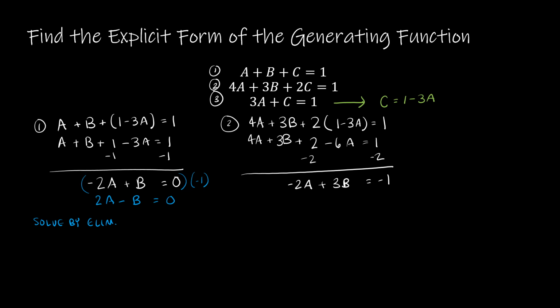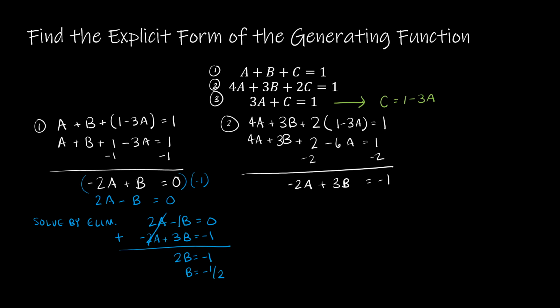And by that I mean I'm going to take my 2a minus b equals 0, and I'm going to line it up with negative 2a plus 3b equals negative 1, and I'm going to add them together. And in doing that, I'm going to get rid of a. 2a and minus 2a cancel. Minus 1b plus 3b gives me 2b, and that's negative 1. So b is negative 1/2.